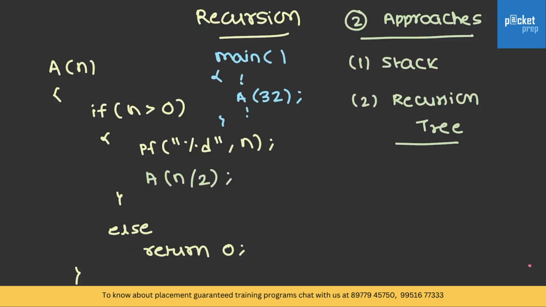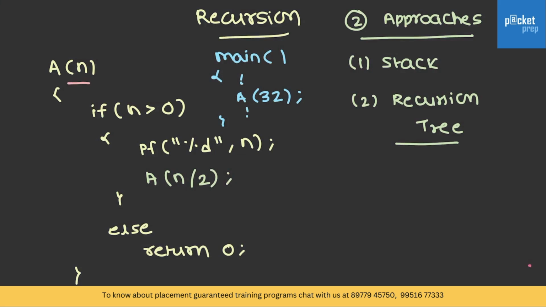There are certain functions which have to rely upon themselves for completing a specific task. Such a function is called a recursive function. And how do recursive functions exactly work? Let's try to understand recursion with the help of this example.